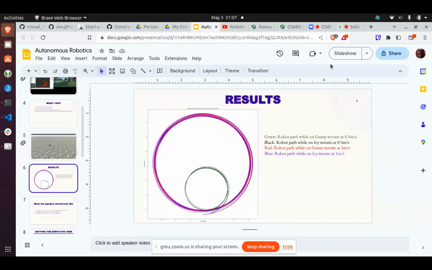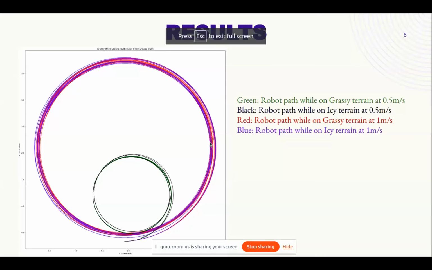So this was the result, and you could see that the blue paths are the icy terrains, and the red path is the grassy terrain for higher speed, and the one on the bottom is for the lower speed.